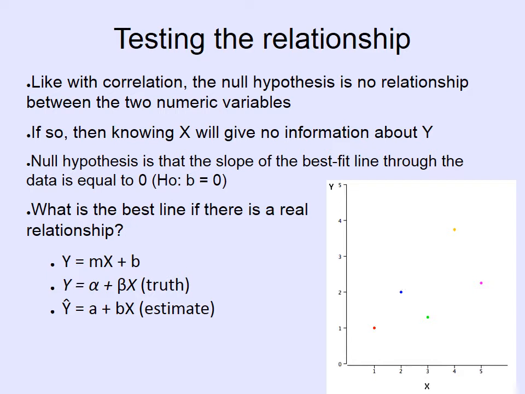The truth is, we would assume there's a true regression relationship, where alpha is the y-intercept and beta is the slope, and x and y are values of the variables. We're, of course, doing an estimate, where y hat is a predicted value of y, and a, instead of alpha, is the y-intercept, and lowercase b is the slope.